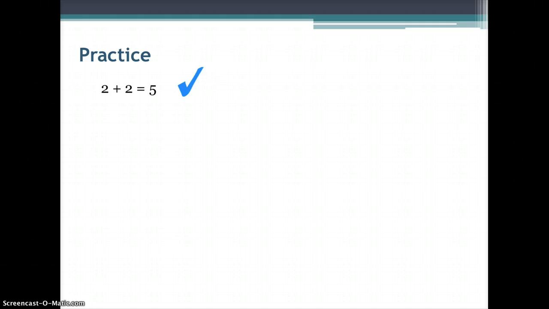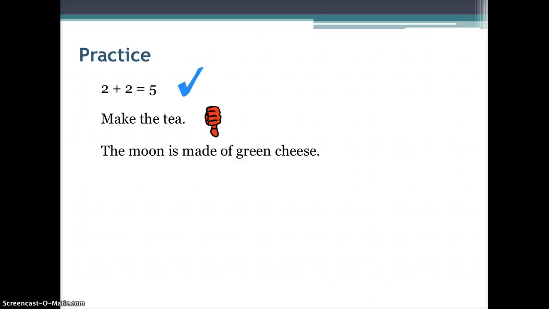Okay. Another one, make the tea. What do you think? Is it a statement? Okay. It's not a statement because it doesn't have a truth value. The moon is made of green cheese. Okay. You can tell there's a truth value here, so it should be a statement. Okay. Next one, 5 is greater than 2. Is it a statement? Yes, it is.